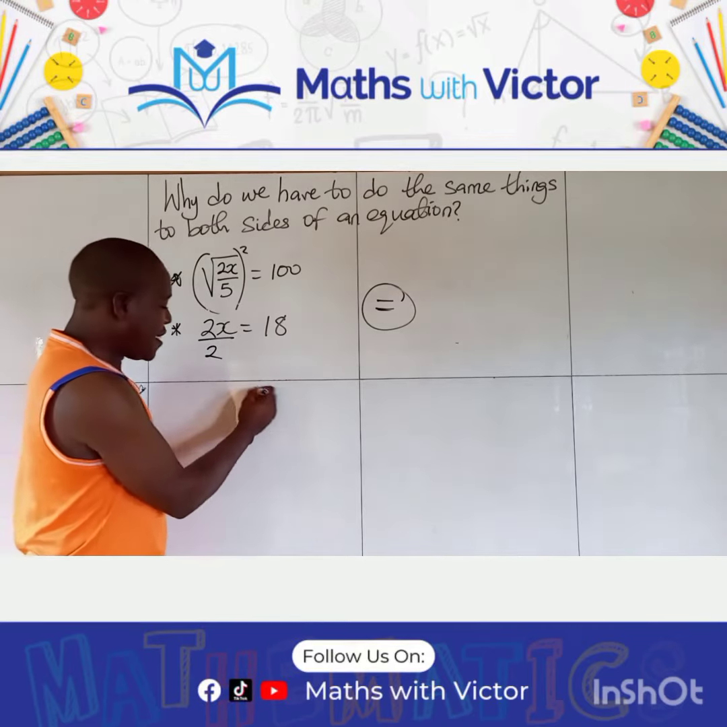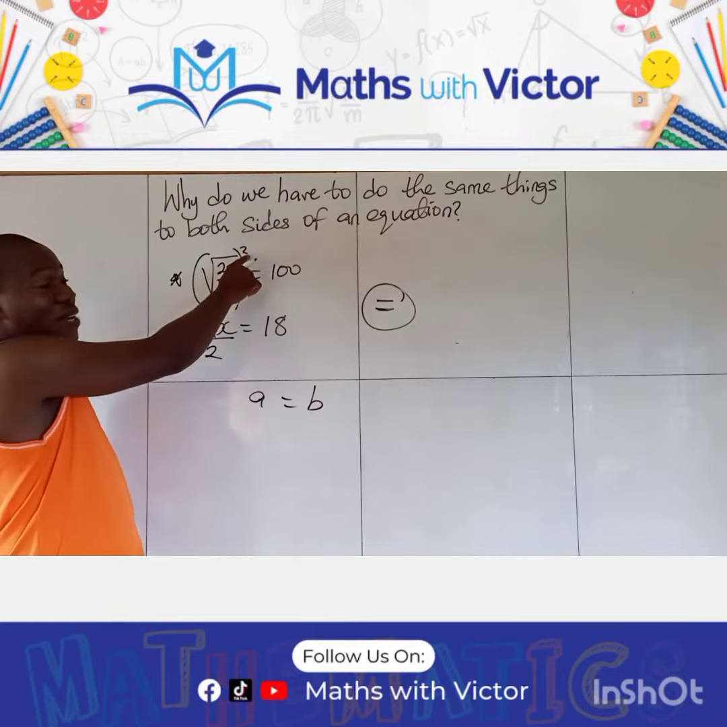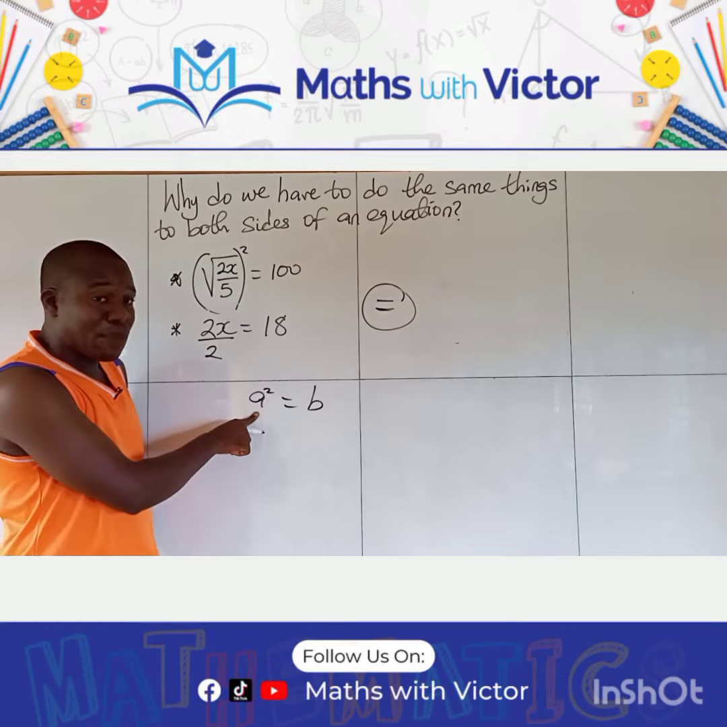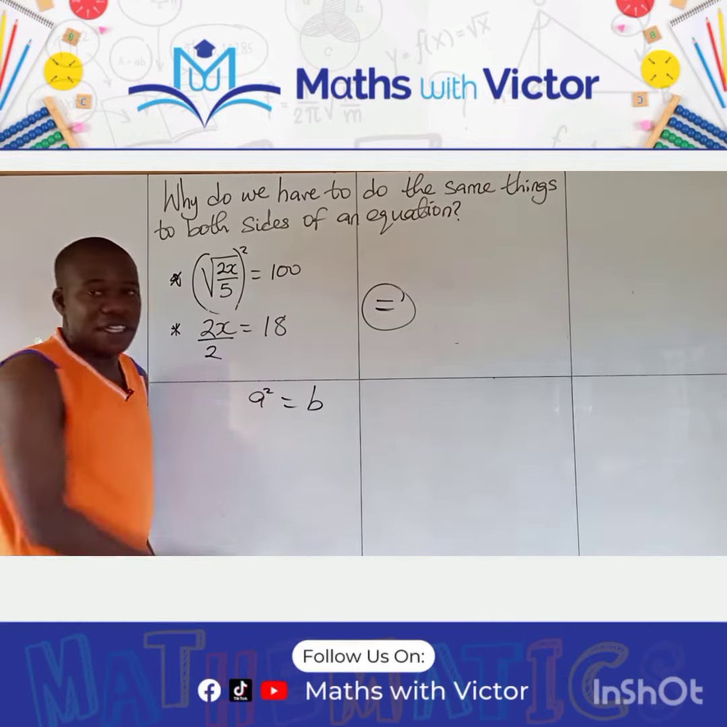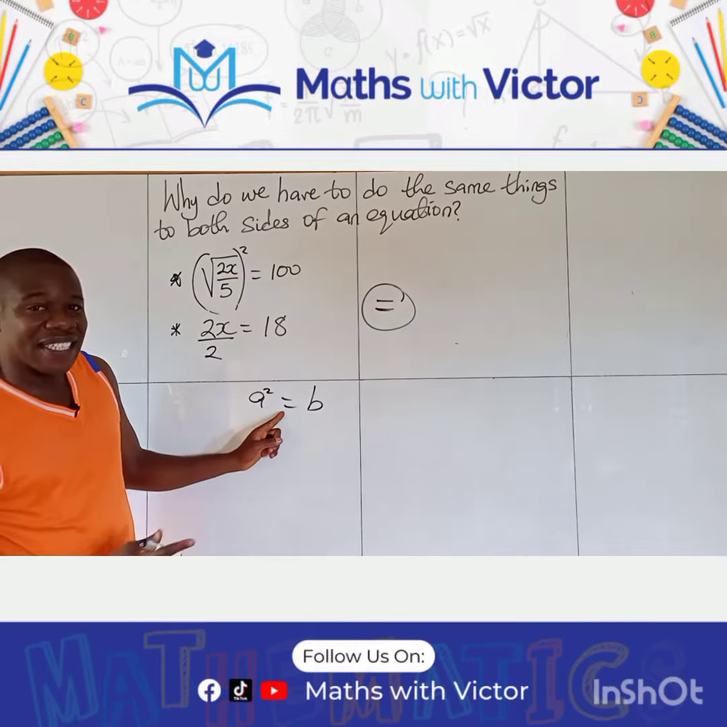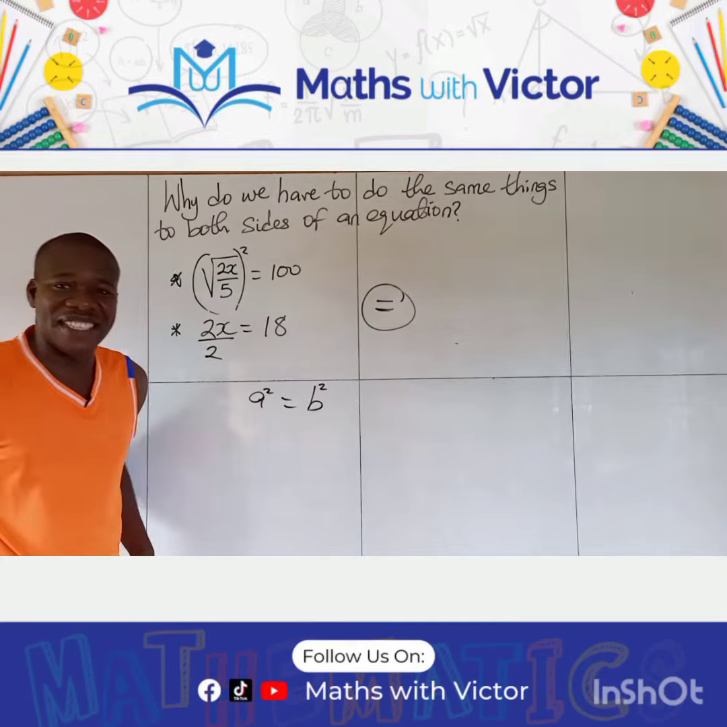For instance, if I say that A is equal to B, it's an equation. And all of a sudden, I squared A. If I squared A at that point, it is no longer equal to B because I have introduced a new concept to A. So to maintain that equality, if I square A, I must square B to maintain my equation.